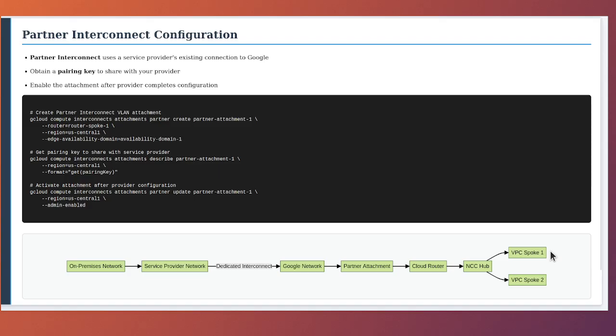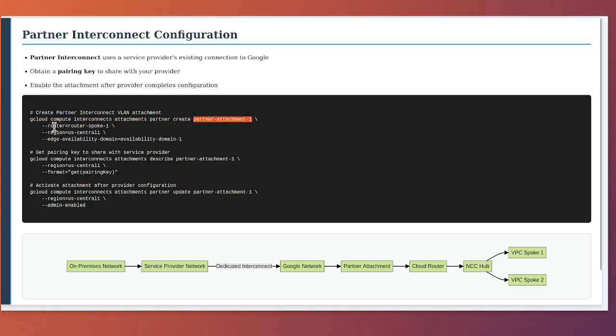Partner Interconnect provides an alternative to Dedicated Interconnect when you cannot meet the colocation requirements or need smaller bandwidth allocations. With Partner Interconnect, you work with a supported service provider who has already established dedicated interconnect connections to Google. The first command creates a Partner Interconnect VLAN attachment using gcloud compute interconnects attachments partner create. The positional argument partner-attachment-1 names this attachment resource.